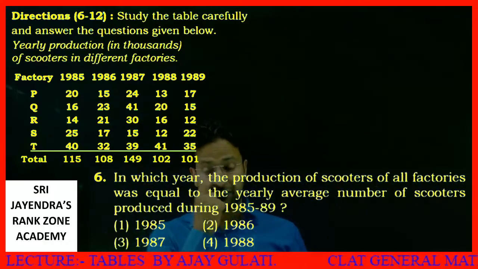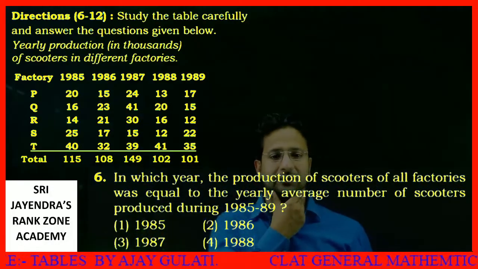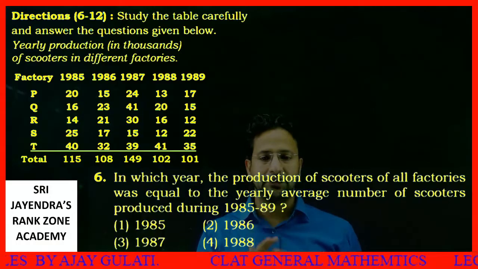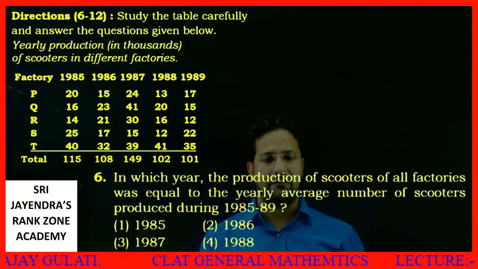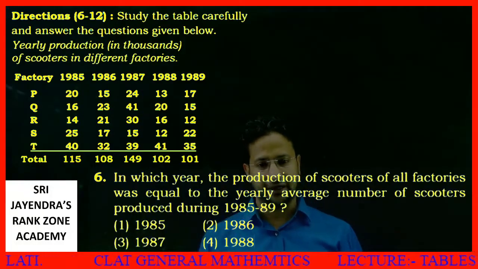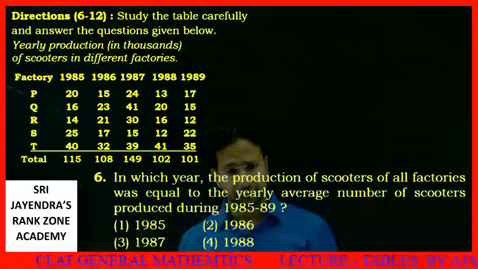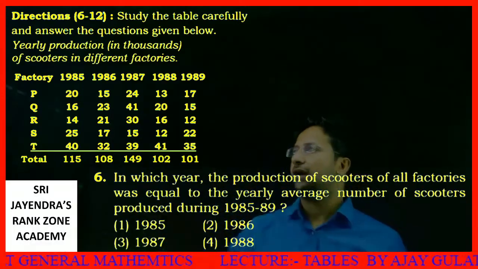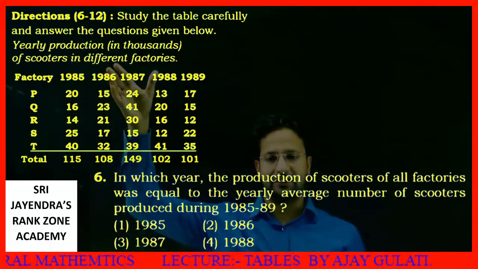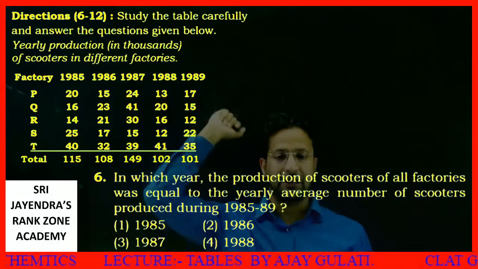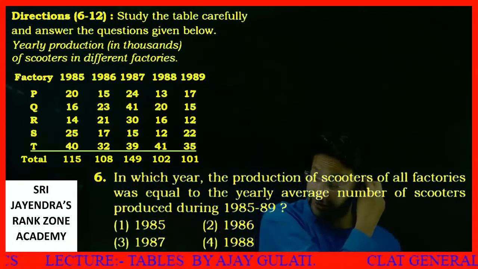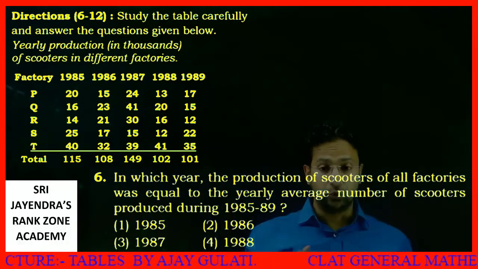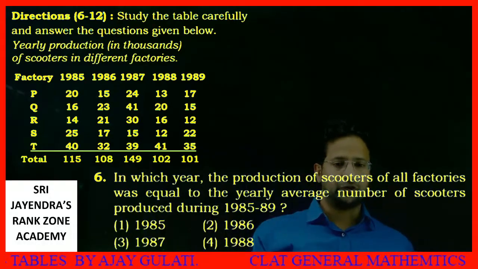Yeah, this is our first question. In which year was the production of scooters of all factories equal to the yearly average number of scooters produced during 1985 to 89? We have to tell among these 5 years, 85, 86, 87, 88, 89, in which particular year was the production of scooters equal to the average of the production of all years.